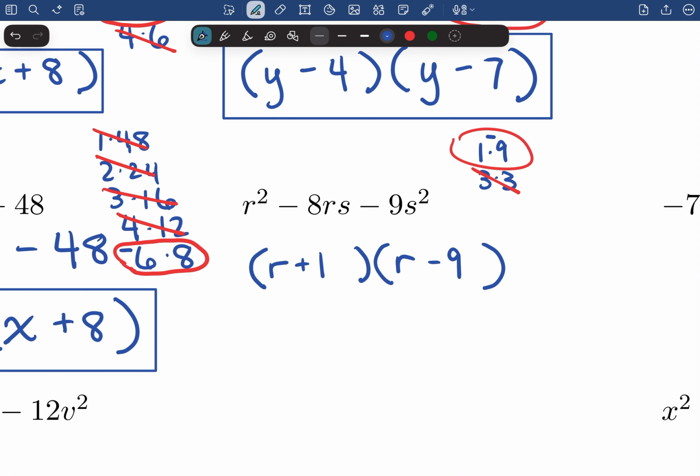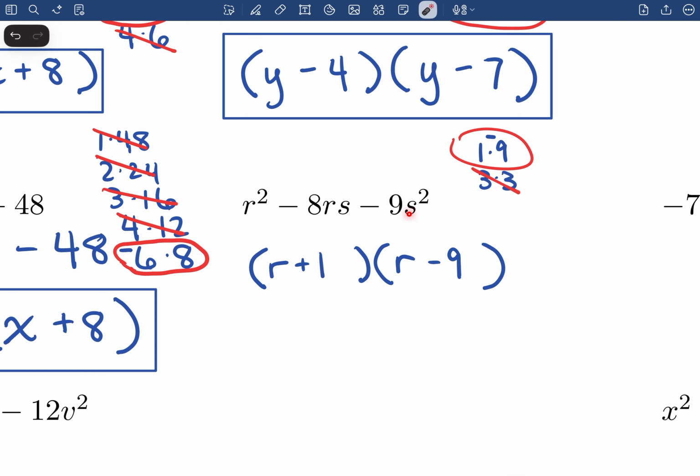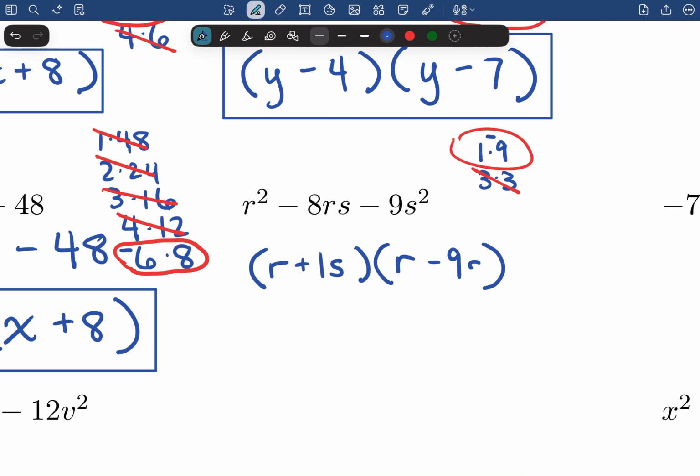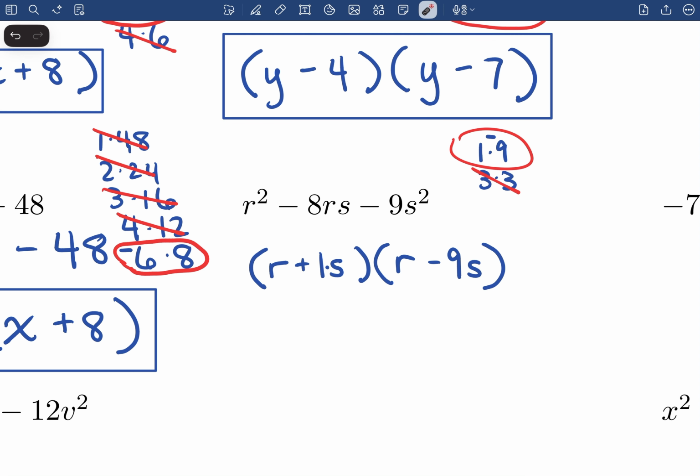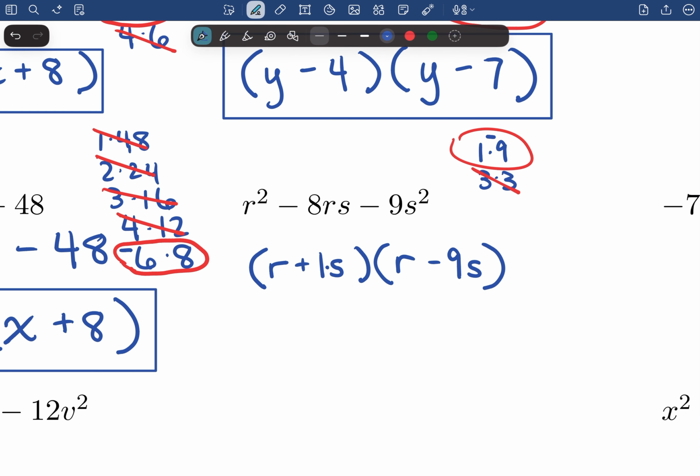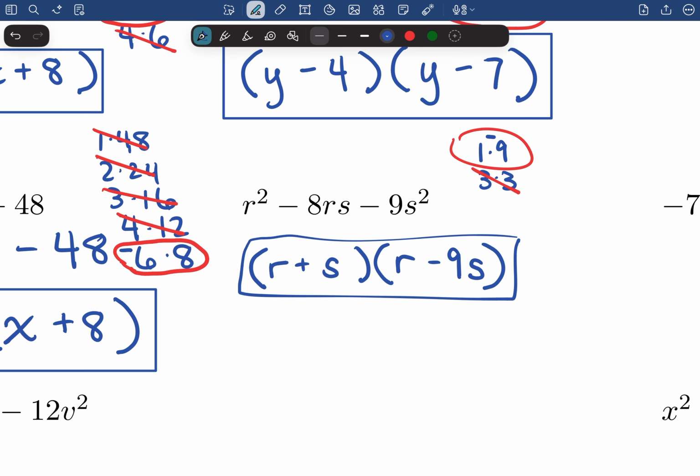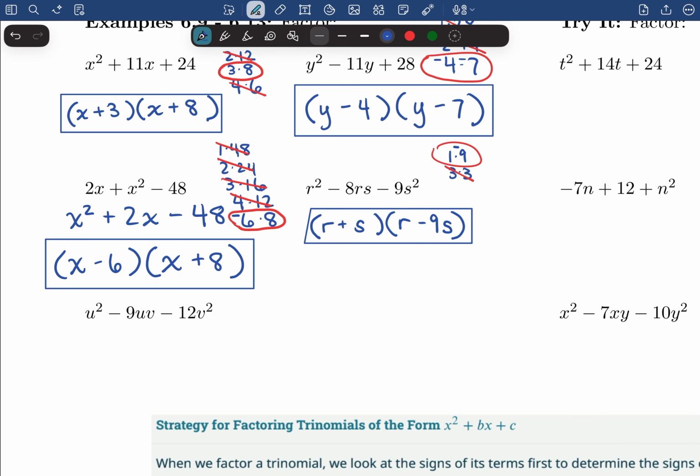And so I put a positive 1 in one of the places and a negative 9 in the other place. And then because this had s squared as the last term with the constant, I'm going to put an s here and an s here. And lastly, 1s is just s, so you could rewrite and simplify it so it just looks like r plus s. Okay, so we have done it. We have factored this trinomial that had 2 variables in it. Of course, you could multiply them together by foiling to make sure that that's correct. Okay, it is.